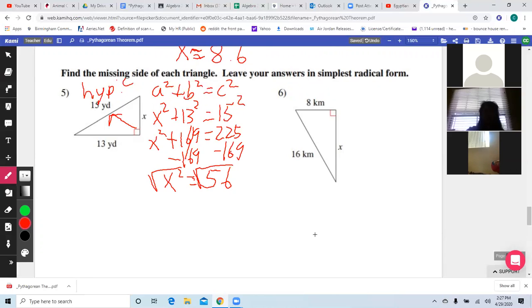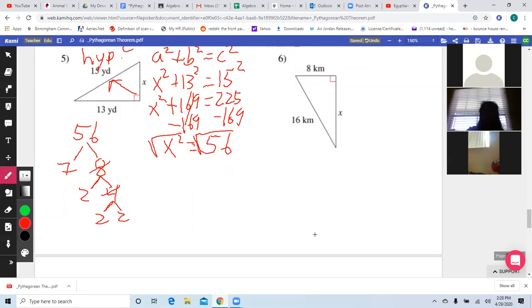So this time, when you see the directions, as in leave it in simplest radical form, what you need to do is you need to simplify the square root of 56. And if you remember from class, we did this many times. You could just go ahead and do the factor tree. So 56 is 7 times 8. 8 is 2 times 4. And 4 is 2 times 2, right? We don't have to worry about that anymore.